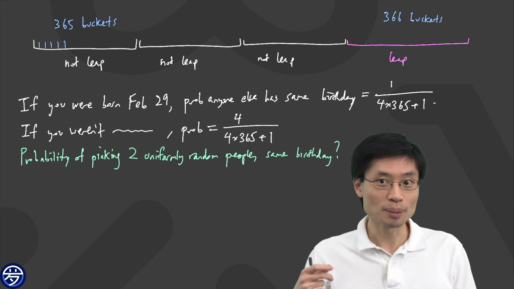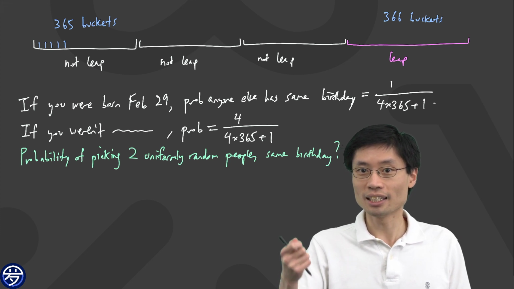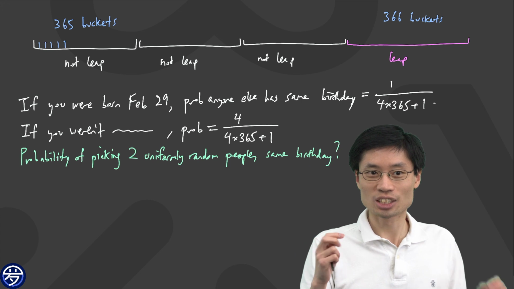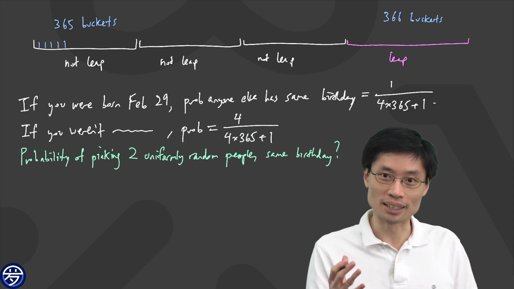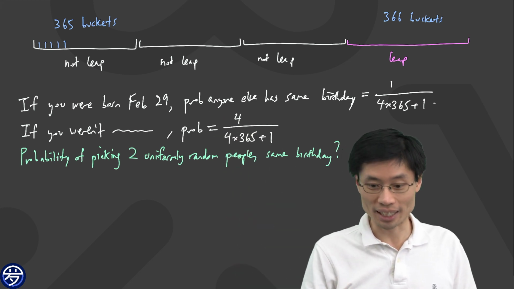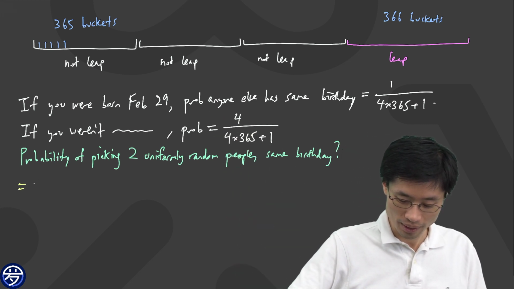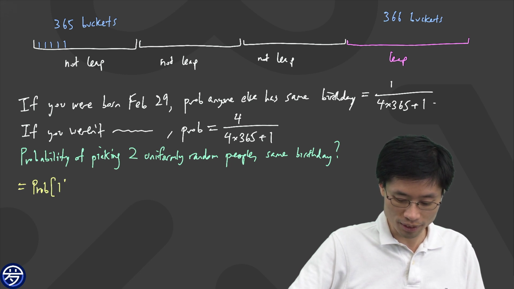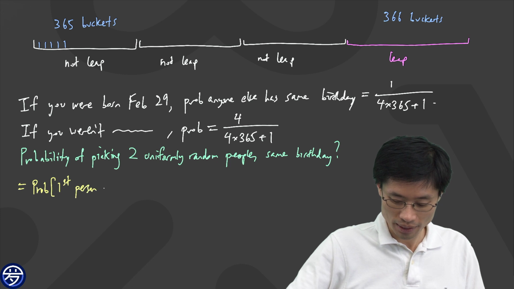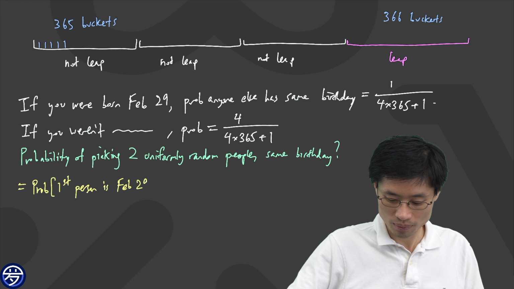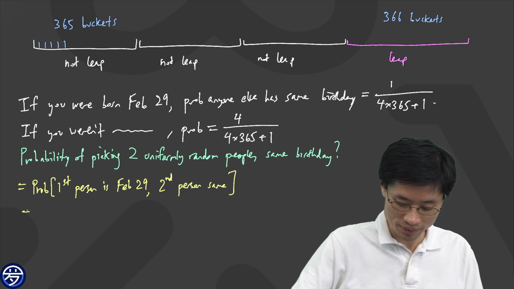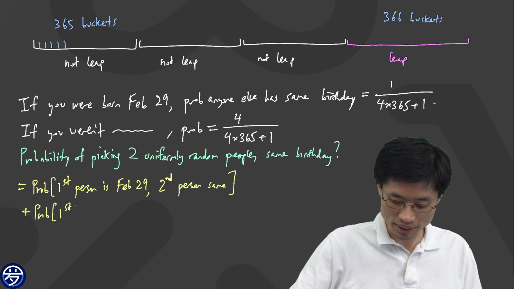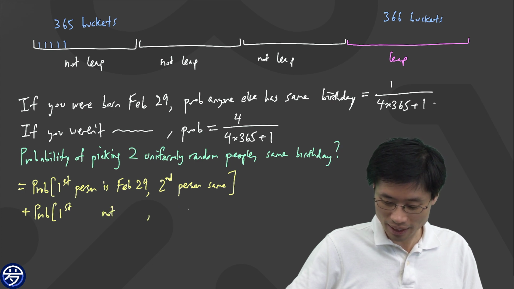I could do this by saying, let's pick the first person first. When I pick the first person first, I either get the first situation or the second situation. And so I'm actually going to multiply some probabilities and add them. So the way I would solve this problem is I would say, well, what's the probability that the first person I pick has a birthday that's February 29th? It's equal to the probability that the first person is February 29th, and the second person, same, plus the probability that the first person is not February 29th, and the second person is still the same.